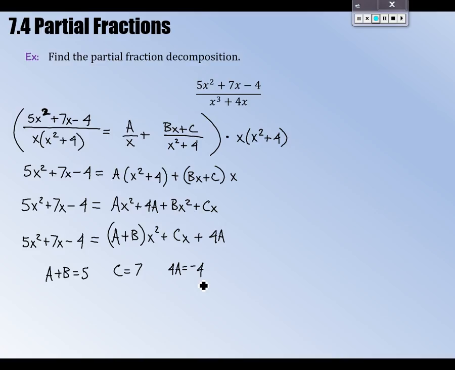But it's not a huge chore for us because we have C, we have A, and B is, what's B? What's B then? 6. All right. So what do we have? Negative 1 over x.